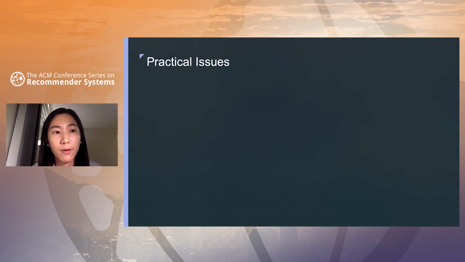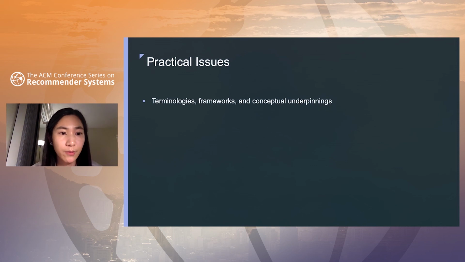Okay. Beyond those fairness issues that we have mentioned before, there are many practical issues that we must consider. Here are some examples. The terminologies, the frameworks, and conceptual underpinnings. So how do we frame this as a fairness problem? How do we make sure the definitions we're using are correct and are the right thing to do? And how do we conceptualize from the real world problem to an abstract model and develop the tools and algorithms to address the bias issues and improve fairness? There are also matters of experimental setups, the availability and collection of datasets, and the appropriate choice of evaluation metrics.